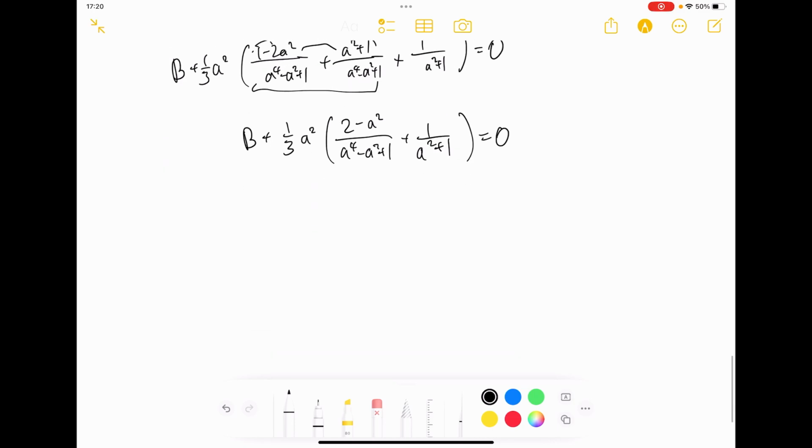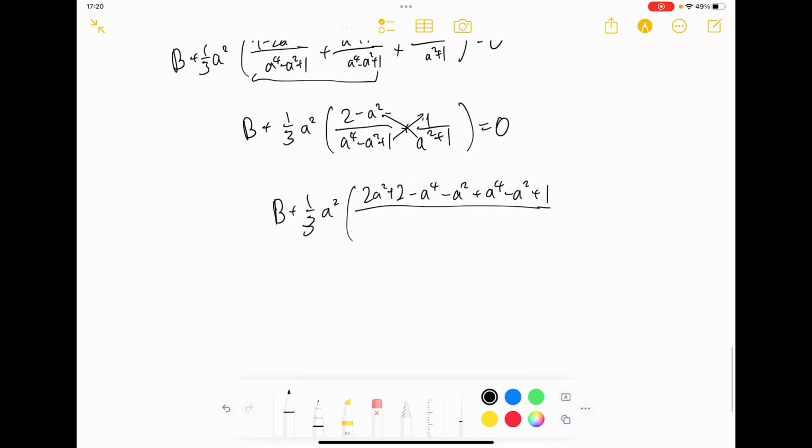And if we cross multiply, b plus a third a squared, so 2a squared plus 2 minus a to the fourth minus a squared plus a to the fourth minus a squared plus 1. So I just did this times this and this times this and added them together and divided by the product of the denominators, which, because if we recognize that x cubed plus 1, well, we should, because we just used this to decompose minus x plus 1. To decompose the fraction, not decompose. I would not like to decompose.